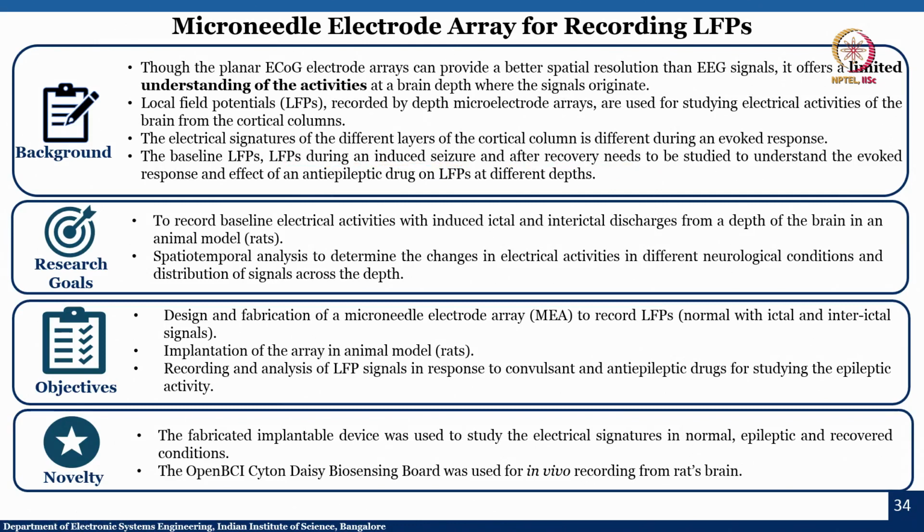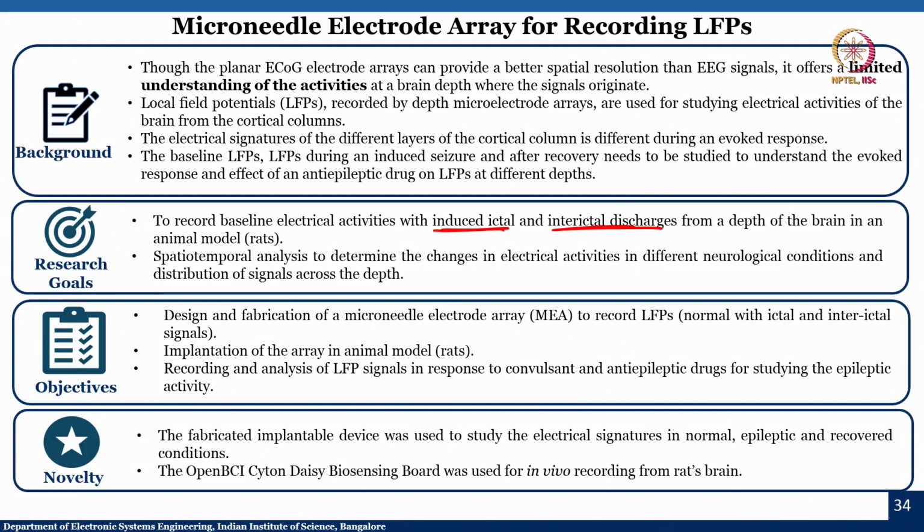So, you understand that the goal is still epilepsy, but in this case we are looking at the depth of the brain rather than the surface, by using depth electrodes. So, what should the research goals be? The research goals are the following. The first one is to record baseline electrical activities, including induced ictal and interictal discharges, from the depth of a brain in animal models, right. That should be the first, baseline electrical activity, and for doing that we need to fabricate a device anyway.